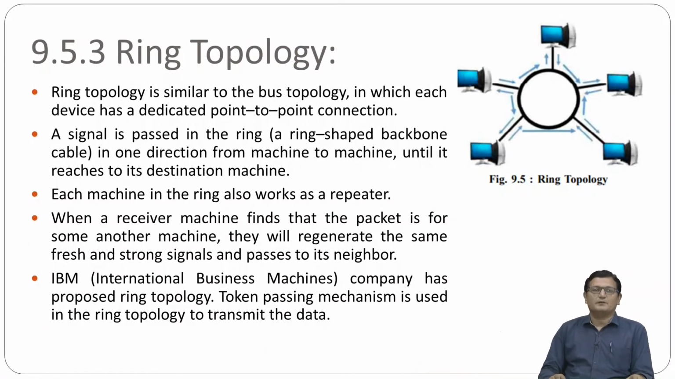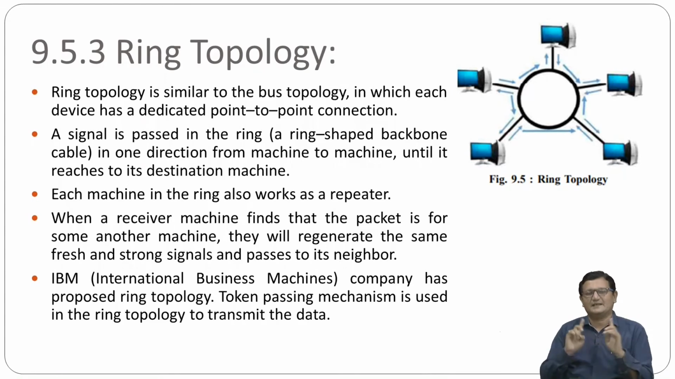The other topology is called a ring topology. Basically the ring topology was made or suggested by the company called IBM, International Business Machines. So ring topology is similar to the bus topology, in which a device has dedicated point to point connections. A signal is passed in the ring.